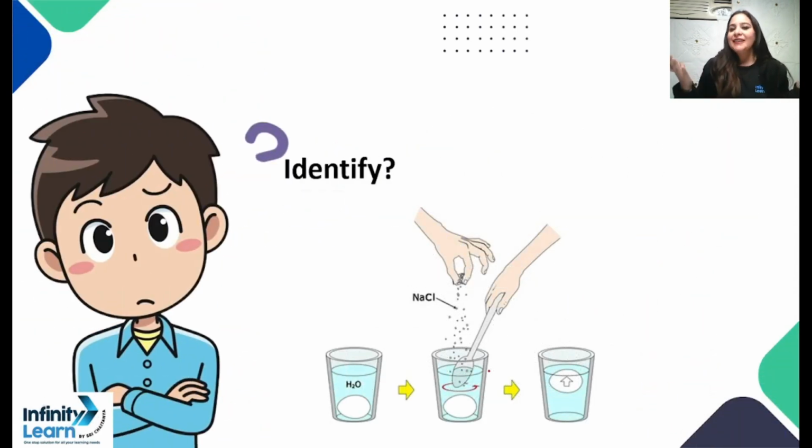Okay, so activity time is always a fun time. Tell me, you can see a picture on the screen. I want you to identify what is actually happening here. You can pause the video right here, observe it, guess it, and whatever you guess, just write in your notebook. And then unpause and match your answer with my answer. So I hope you got the right answer.